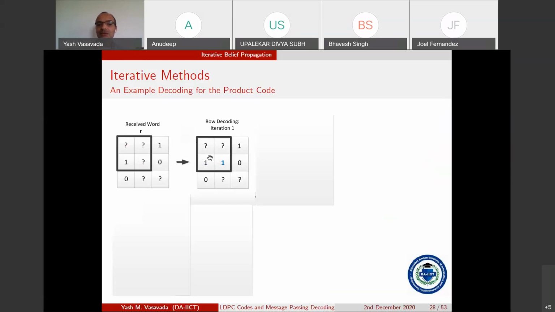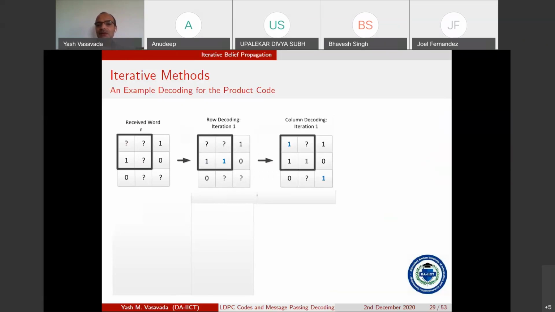When you look at the first column, what will you do? That element will be 1, the first element. 1. Second column, you won't be able to work with it because there are 2 erasures. Yes. Third will be 1 also. So now you unerased 2 more bits. And so now you can see where we are going.